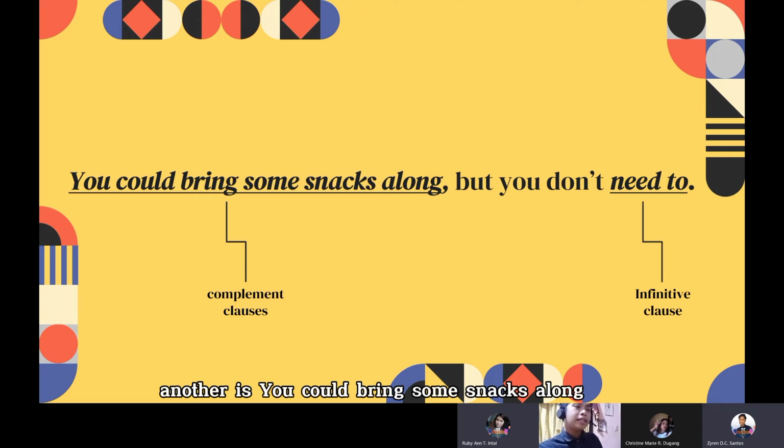So there you go. Another is, you could bring some snacks along, but you don't need to. So you could bring some snacks along, this is our complement clause, almost a complete thought. And just like before, the infinitive clause is the need to. So there we go. I hope that it clarifies now.